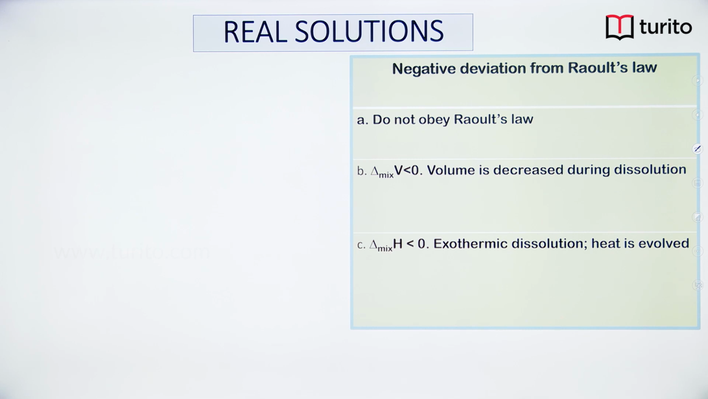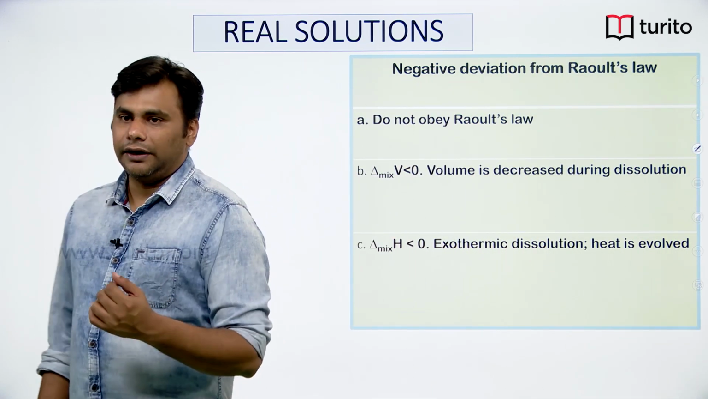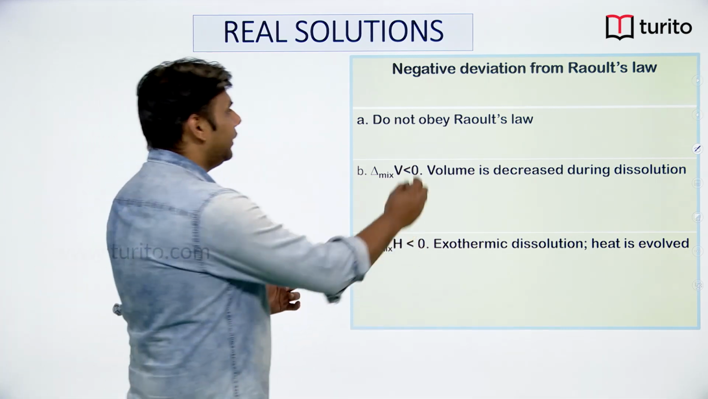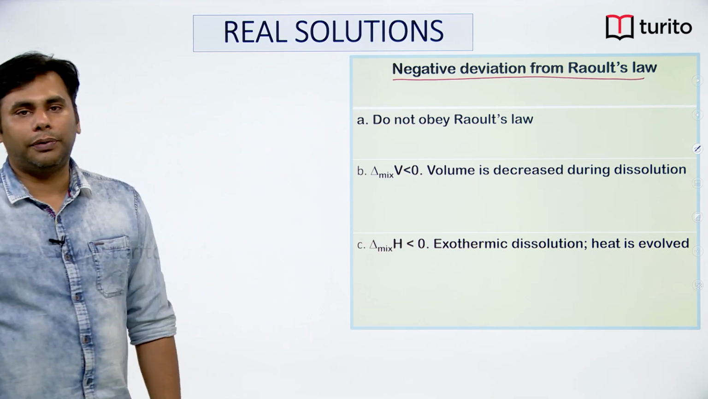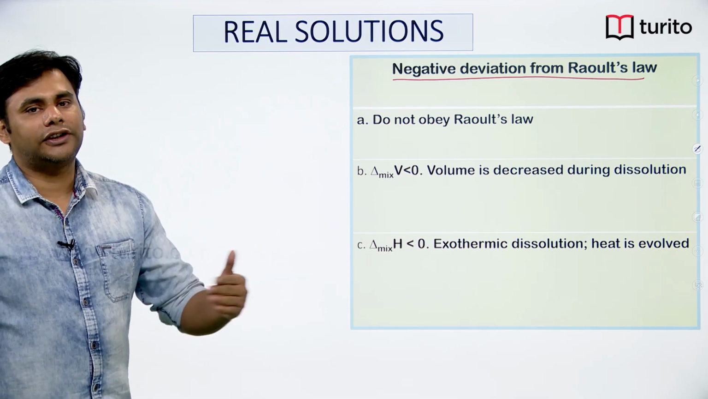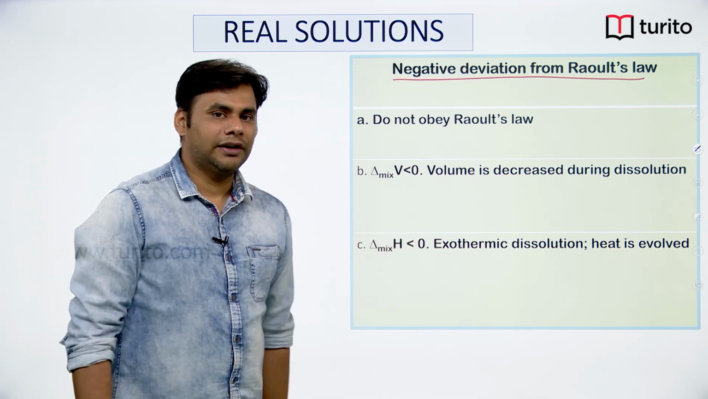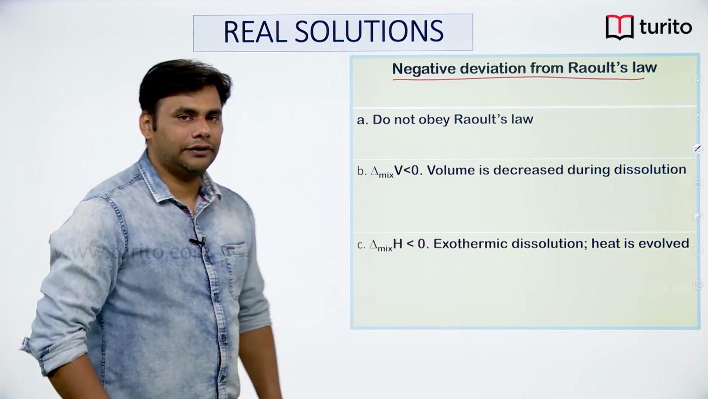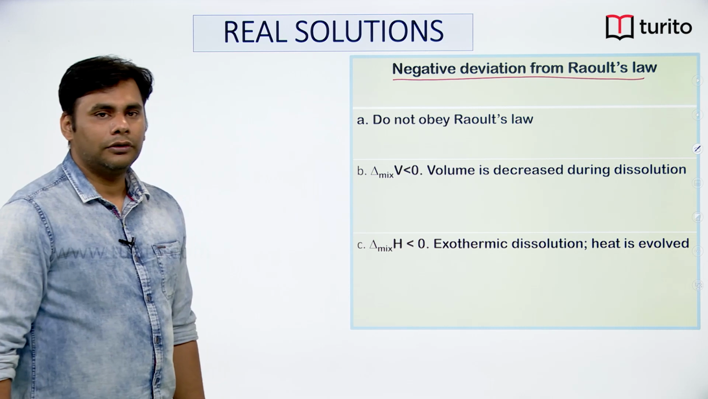Now let us look at another case, that is negative deviation from Raoult's law. Again, what would happen in negative deviation? Obviously, the word itself tells us that negative deviation means that the total pressure over the solution is less than what is expected from Raoult's law. That means the total pressure over the solution has reduced. So negative deviation solutions again do not obey Raoult's law.